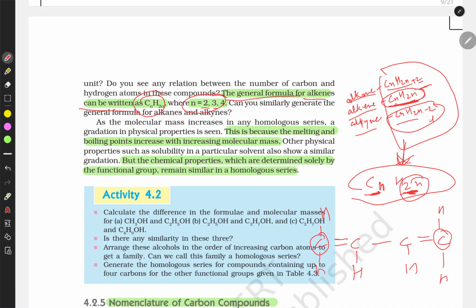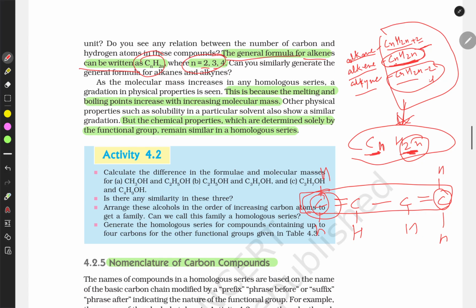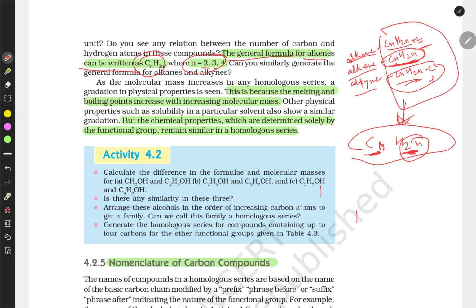So all these carbon atoms have 4 bonds, meaning 4 covalent bonds they are forming, and each carbon atom satisfies its valency. And what happens in the alkynes, as there is a -2 with CnH2n?